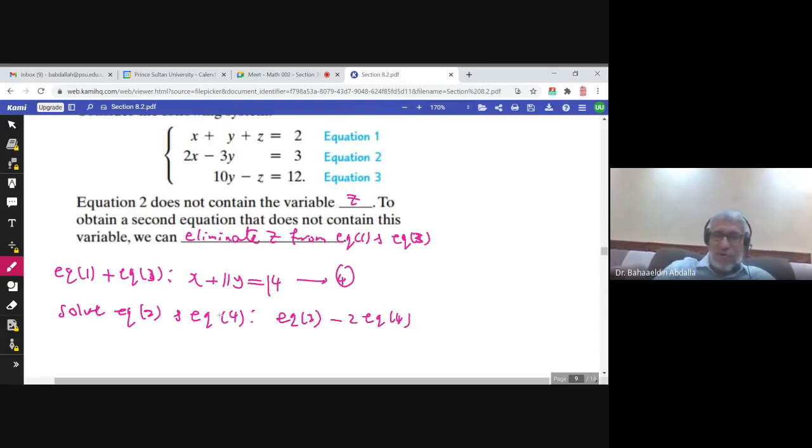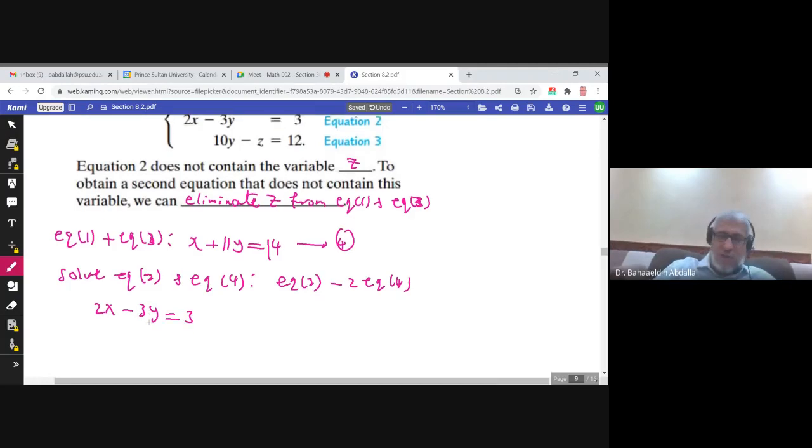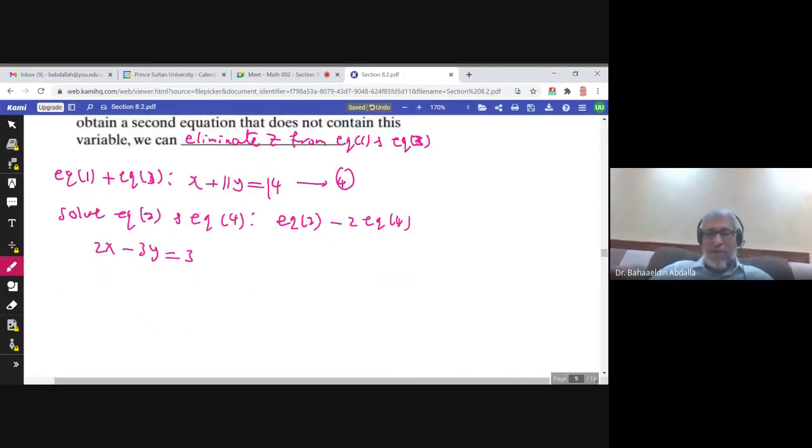This is what I'm going to do. So equation 2, I have 2x minus 3y equals 3. Now equation 4, I will multiply by -2. So I will have -2x minus 22y equals -2 times 14, -28. If you add, x would be eliminated, and I will have -25y. -28 plus 3 is also -25, so y is 1.